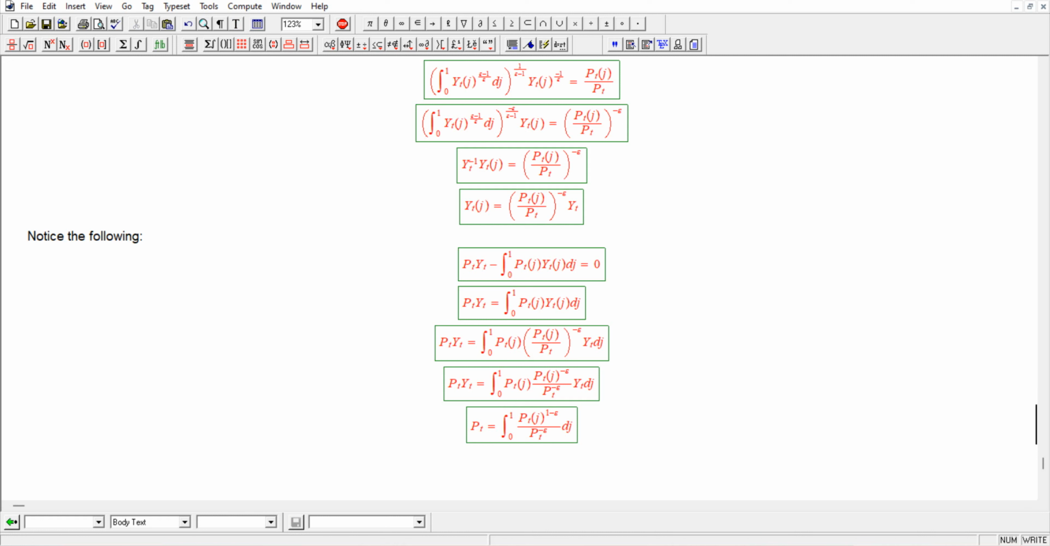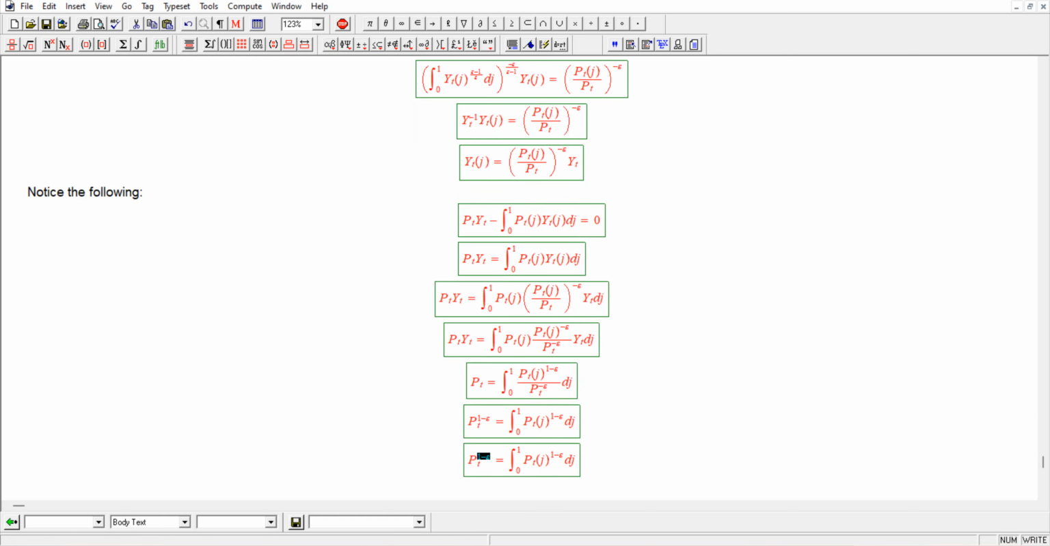Notice that Pt doesn't depend on j, so we can multiply both sides by Pt to the minus epsilon. We end up with this. This simplifies to the following. And so we end up with the following expression for the aggregate price index. This is something that's going to be useful later on.